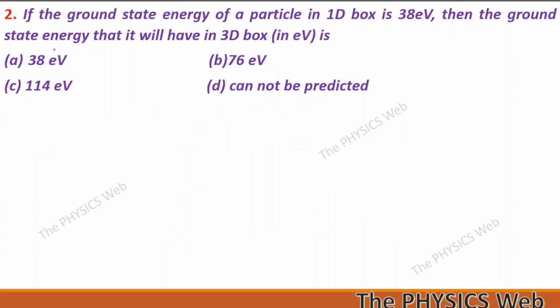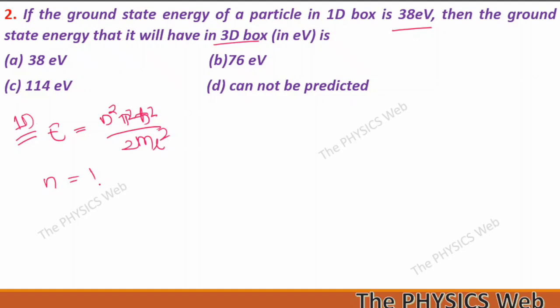Next, question number 2. If the ground state energy of a particle in 1D box is 38 electron volt, then the ground state energy that it will have in 3D box. Okay, so we can write down the energy expression in 1D and 3D box. In 1D, we know the ground state energy is given by, first let me write down the general expression, that is n square pi square h cut square by 2 m l square, and for ground state n equals to 1.